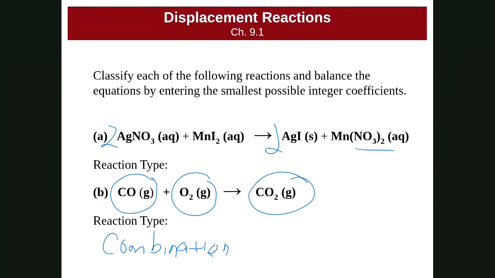So I'm going to, let's see, what should we do? So if we make two carbon monoxide molecules, now we have 4 oxygen atoms on the left and 2 carbon atoms on the left. So if we want to have 2 carbon atoms and 4 oxygen atoms on the right, we just have to make 2 carbon dioxides. So now we have 2 carbons on both sides and 4 oxygens on both sides.